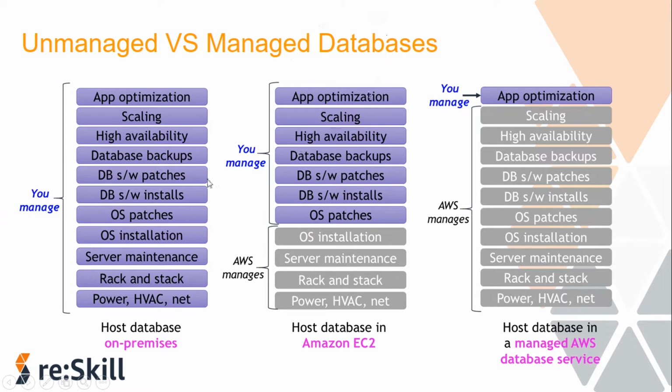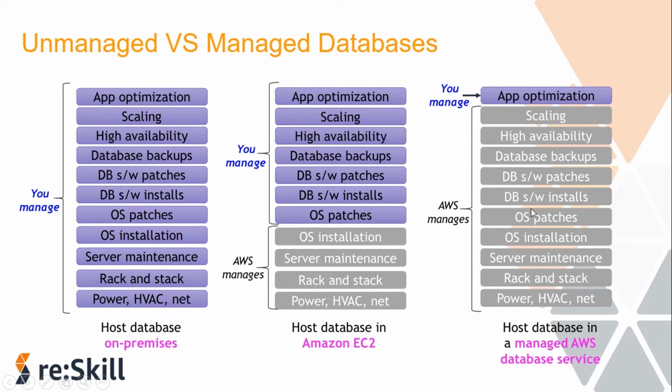One, we can host the databases on-premises, where we have to take care of everything. We manage everything starting from the underlying hardware to the application optimization. All is our responsibility. Second, we can host a database on an unmanaged service in AWS, that is on Amazon EC2, where a few things will be taken care of by AWS, but still the majority of things are taken care of by us, starting from the operating system, patches, scaling, high availability, backups, and the application optimization that we have to manage. Still, we have so much work to do here.